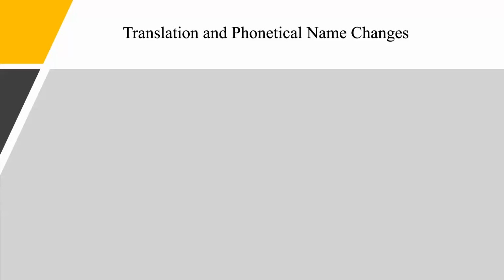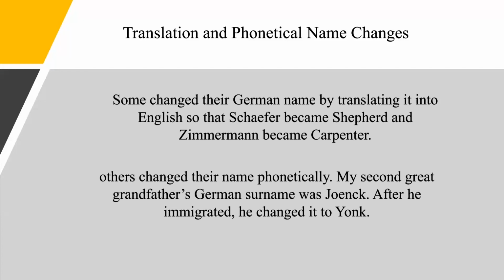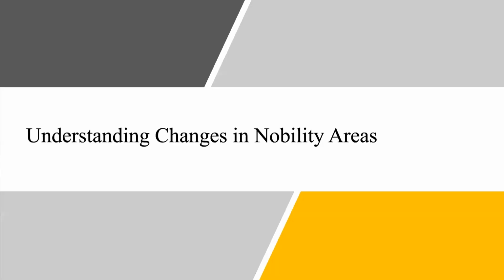Translation and phonetical name changes. Names were not usually changed for professional reasons. Some changed their German name by translating it into English, so that Schaefer became shepherd and Zimmermann became carpenter. Others changed their name phonetically. My second great-grandfather's German name was Jörg, and he changed it to Jonk. These and other name changes will be discussed in webinar lectures 5 and 9.